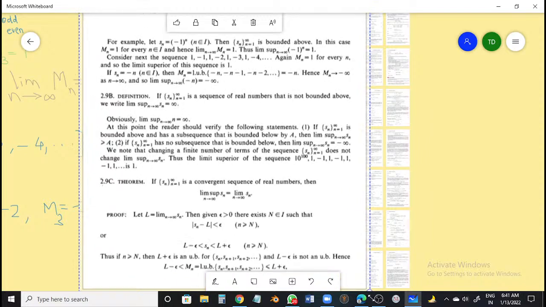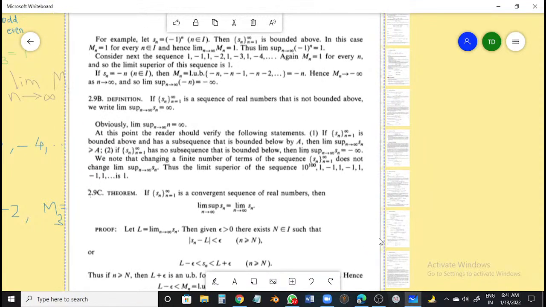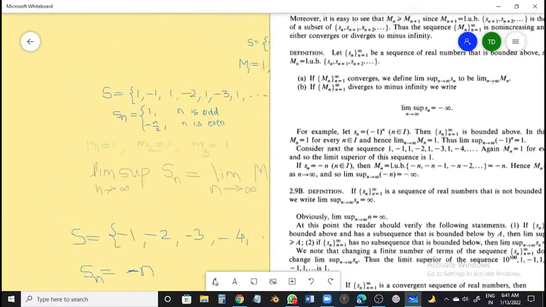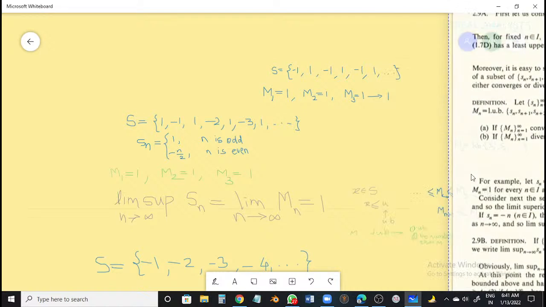So let us concentrate on one more point. If the sequence Sn is bounded above and has a subsequence that is bounded below by A, then the limit superior will always be greater than or equal to that particular A. So this is for bounded sequences. Here itself you can verify it.